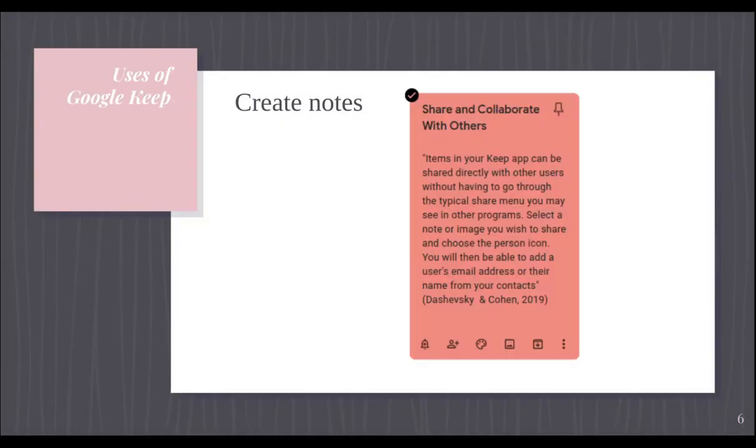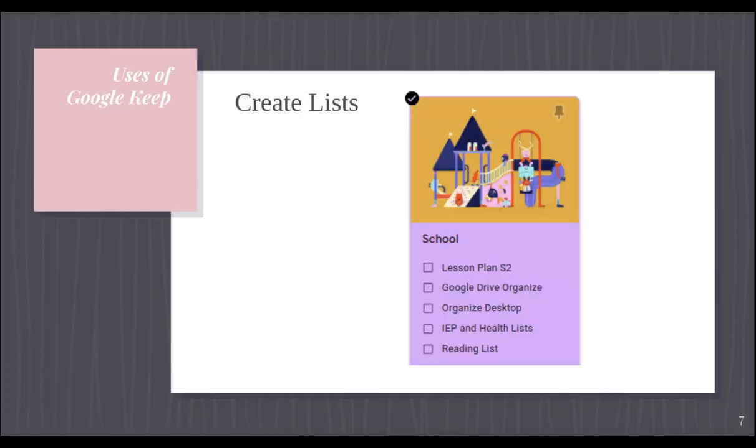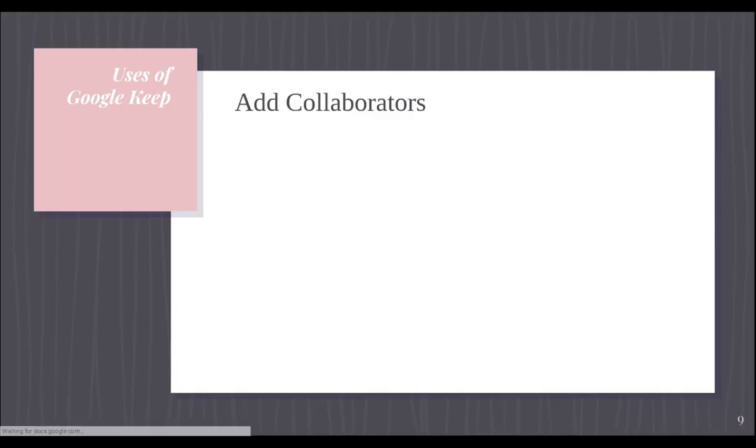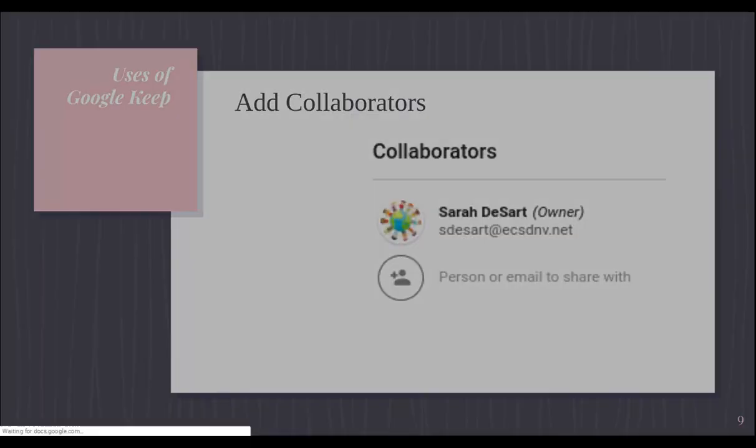Some uses for Google Keep are that you can create notes, you can create to-do lists and check off those to-do list items, you can set reminders, and not only set reminders for time and date, but if you put the Google Keep app on your cell phone, you can access it to remind you when you arrive at a certain location. You can add collaborators and share your notes and to-do lists.